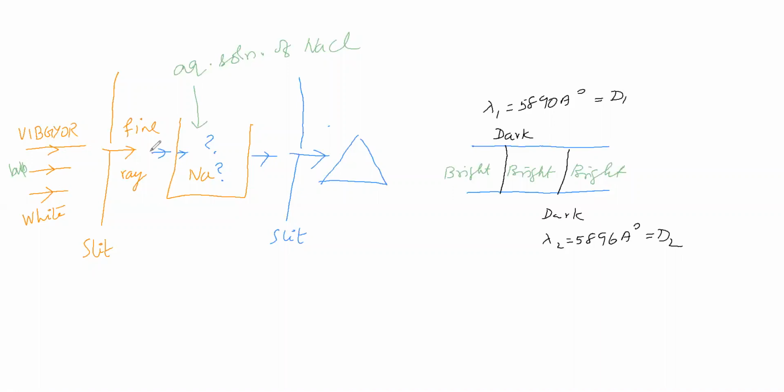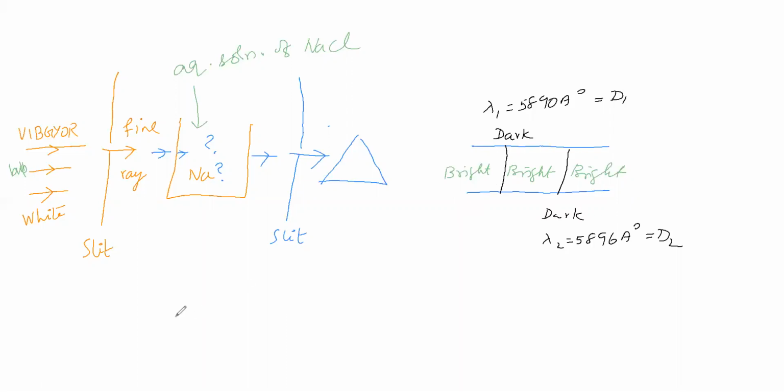This radiation we are passing through the aqueous solution of sodium chloride. Then the radiation coming out, if any, is what we are considering. It is passed through a slit and a prism, and we get this spectrum. So how is this spectrum appearing? In what way is it appearing? That we have to see.